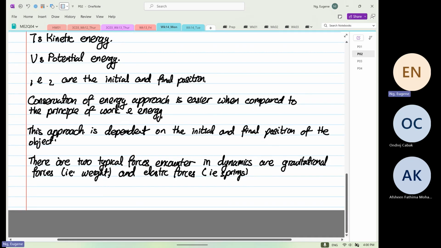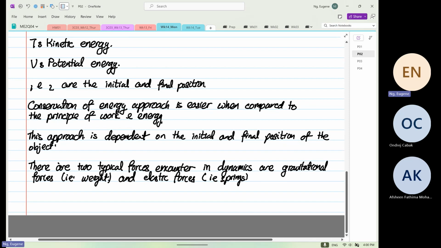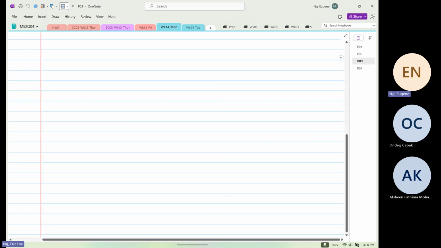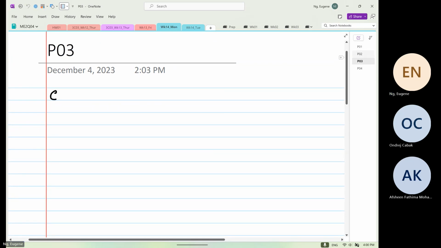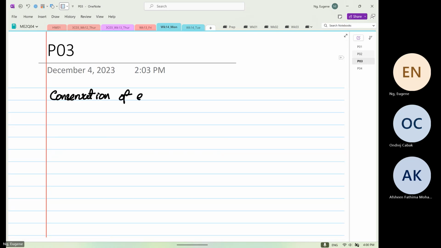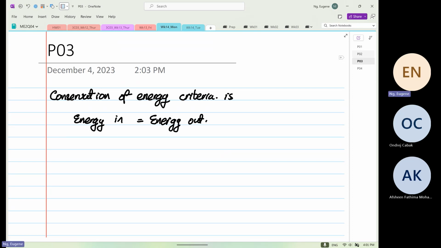You have to remember, in thermodynamics or fluid mechanics, which you will learn later, the conservation of energy criteria is energy in must be equal to energy what? Okay, this is a well-known rule. Do not change them.